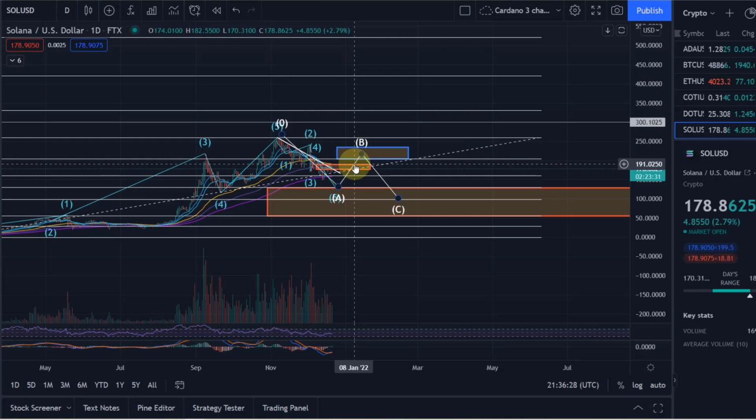So yeah, hopefully you like the update about Solana. Yes, short-term bearish, but for next year, really, really bullish, like for the entire crypto market, really.